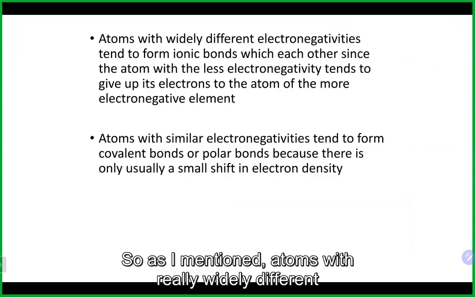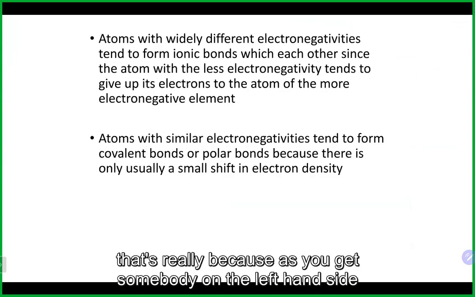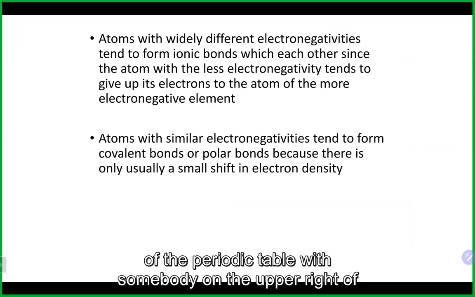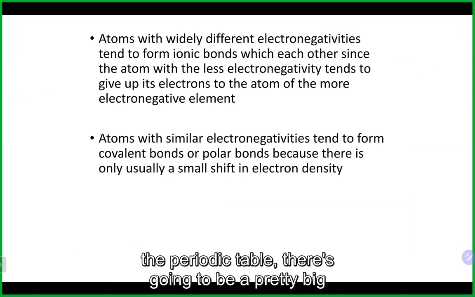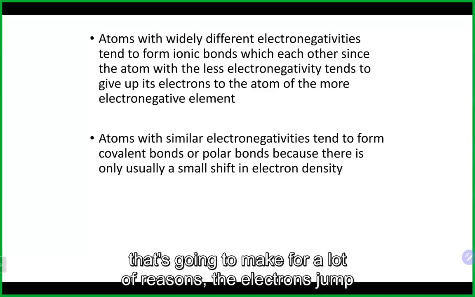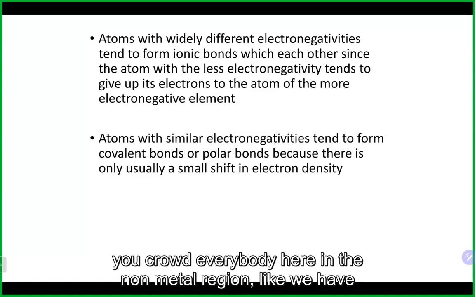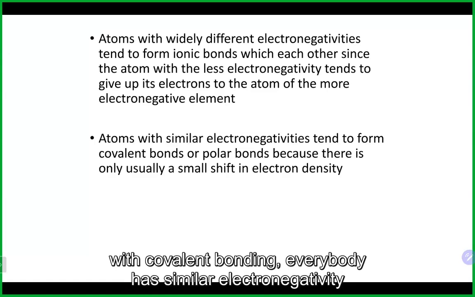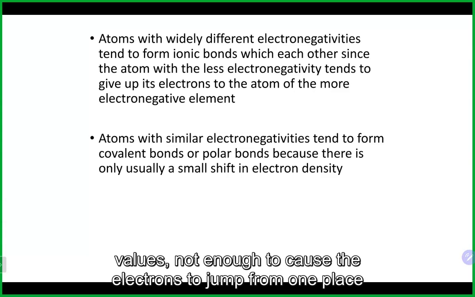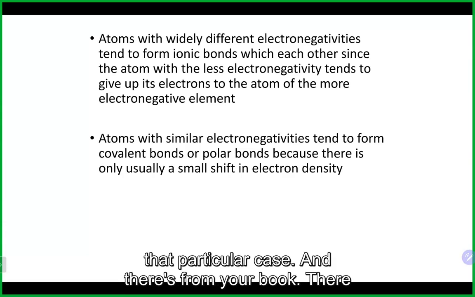So as I mentioned, atoms with really widely different electronegativities will tend to make ionic bonds. And again, that's really because as you get somebody on the left-hand side of the periodic table with somebody on the upper right of the periodic table, there's going to be a pretty big difference in the electronegativity values. And that's going to make, for a lot of reasons, the electrons jump from one to the next, from the metal to the non-metal. But when you crowd everybody here in the non-metal region, like we have with covalent bonding, everybody has similar electronegativity values, not enough to cause the electrons to jump from one place to the next. They're just going to share electrons in that particular case.